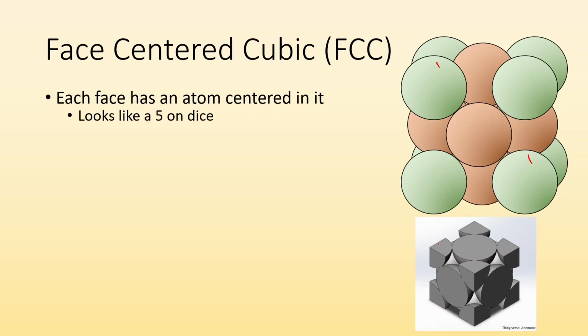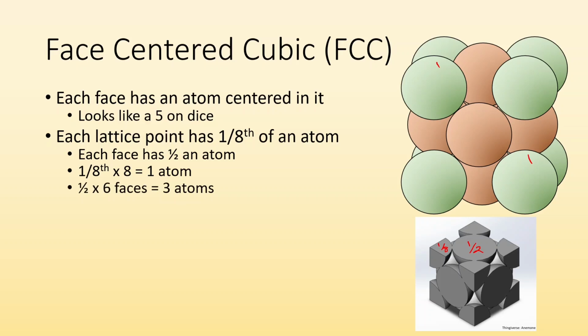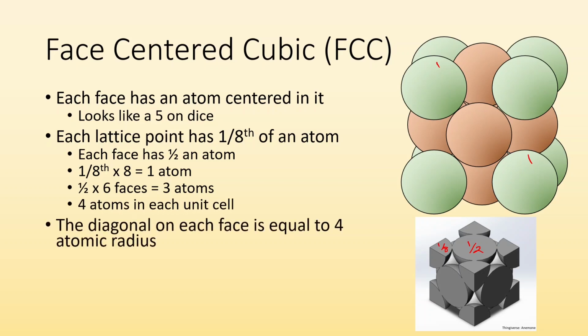So you can see each corner still has that 1/8, but each face also has 1/2 of an atom in each unit cell. So let's do the math. If each corner has 1/8, there's 8 corners, that gives me 1 atom. And then each of the 6 faces has half an atom. That tells me there's 3 atoms there, so I get a total of 4 atoms in each unit cell. The diagonal on any face, so from here to there, is 4 atomic radii.